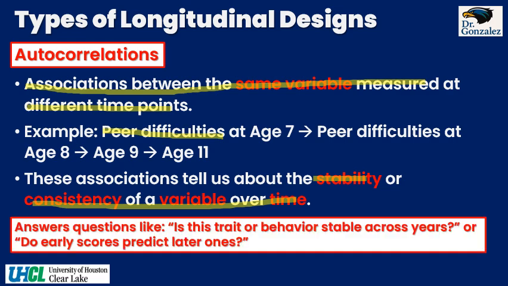And it is going to answer questions like, is this trait or behavior stable across years? Or does an earlier score help predict a later one? Those might be questions we would ask with this type of design.